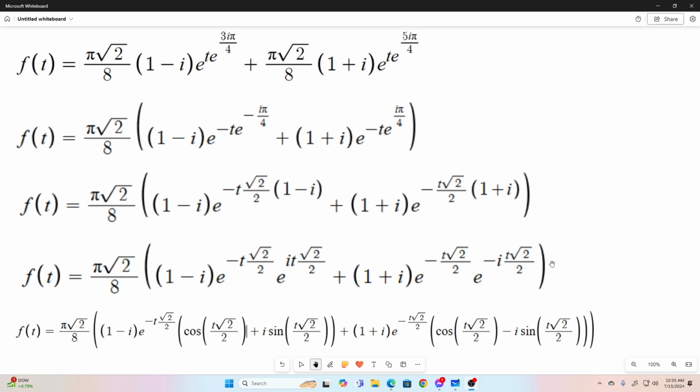Our theta in this case was negative t squared root of 2 over 2, but that negative inside the cosine would go away because cosine is an even function. And the negative would distribute outside the sine function in the case of the sine function because it's odd.